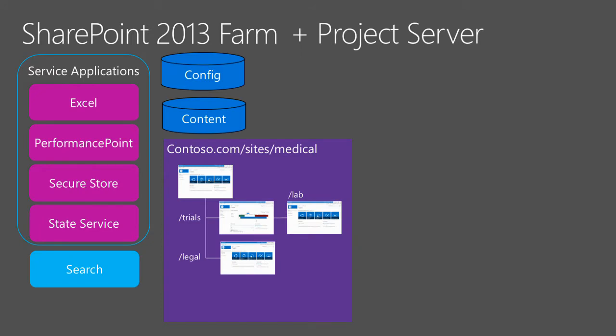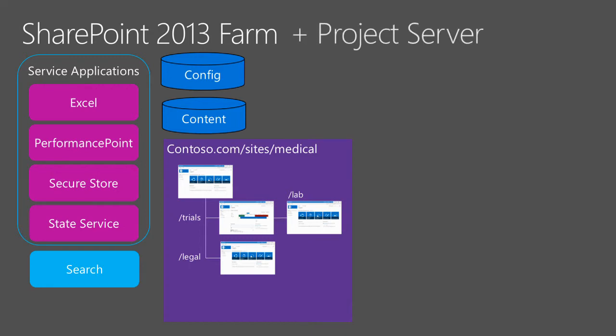So, let me take a step back. This is the typical SharePoint 2013 farm. You have a number of service applications. The four that Project requires are Excel, PowerPoint, Secure Store, and the State Service. And in SharePoint, you have your config database, and in this example, you have your site collection and the content database that goes with your site collection. And you could also have search running in your farm.